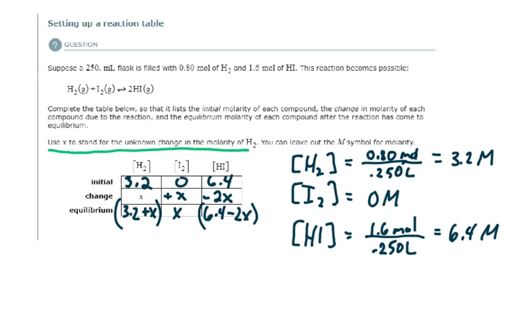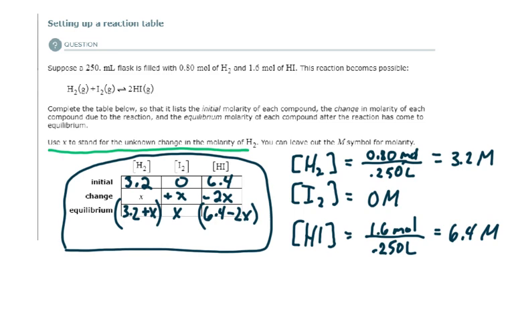And so here we are. We've got our ICE table set up. And so now if I want to know the equilibrium concentration of this, this, and this, I just write my equilibrium constant expression and do a little math, and we can find it. So that is our next step. But now we've just set up our ICE table that helps us to be able to do that.